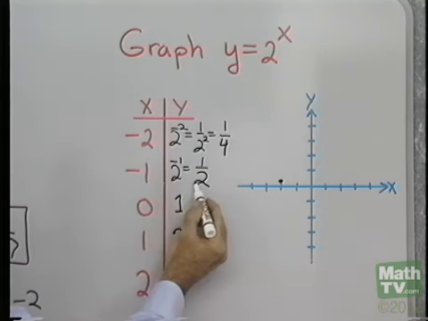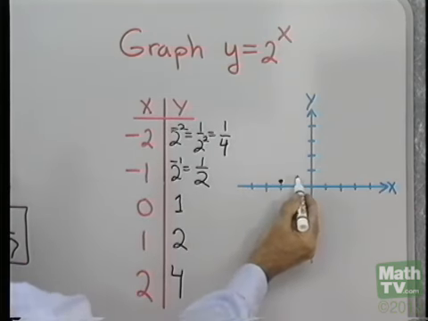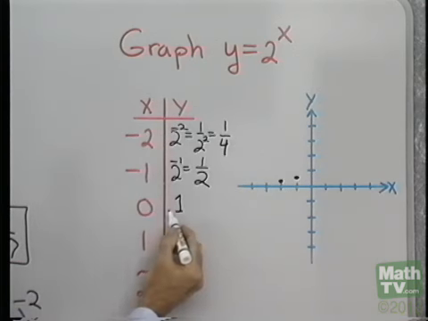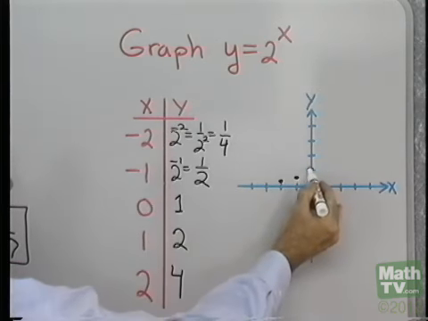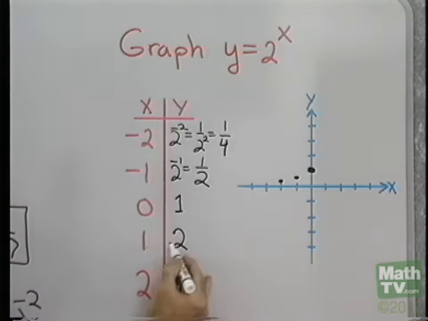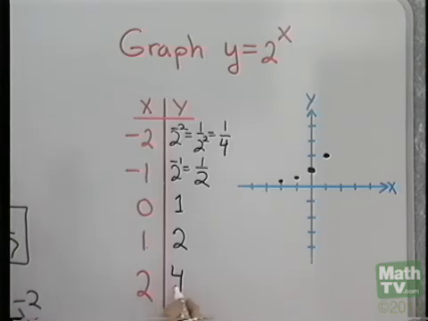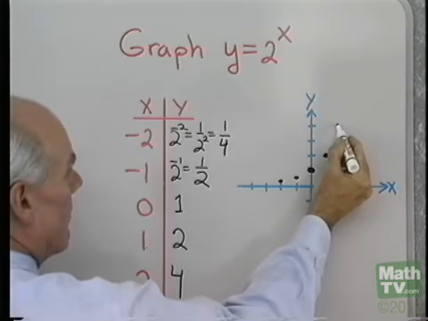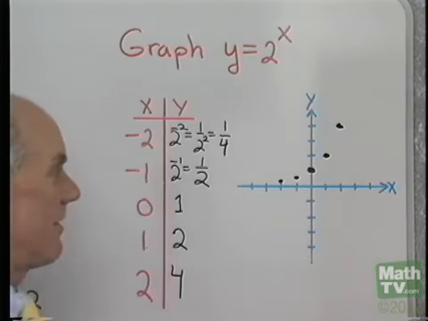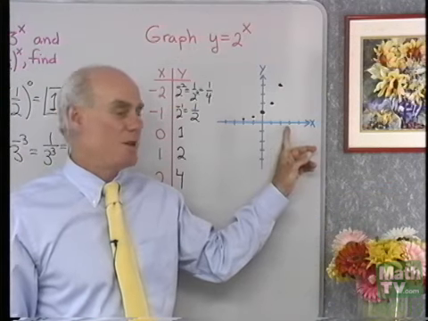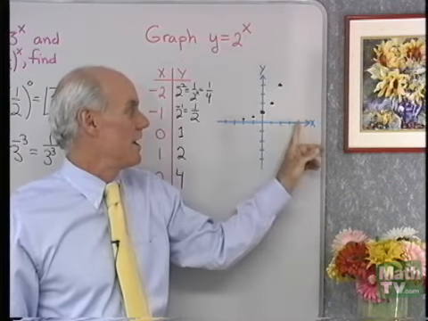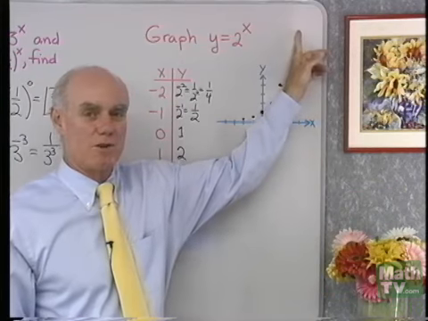X equal -1, y equal 1/2. So -1, 1/2. X equals 0, y equal 1. So 0, 1. X equal 1, y equal 2. So 1, 2. And x equal 2, y equal 4. So 2, 4. And you can see that if I was to go further here, if I said let x be equal to 3, y would be equal to 8, x equal 4, 2 to the 4th is 16, and so forth.